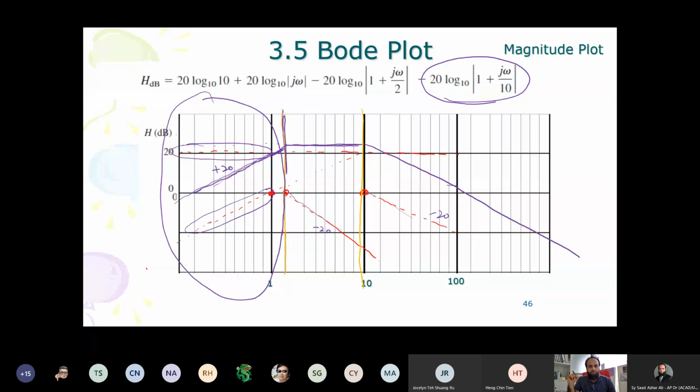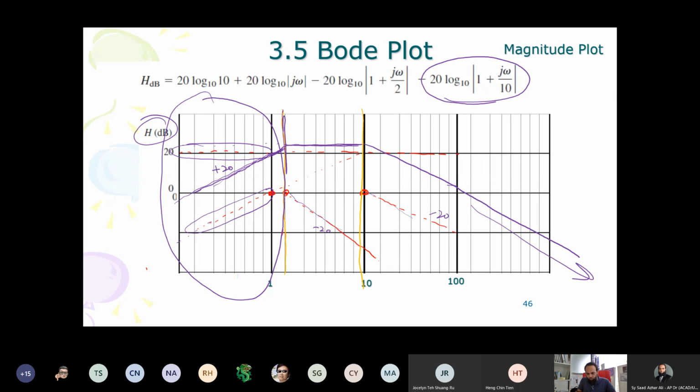Anyways, so we're just adding these dotted lines for each corner frequency, and for the magnitude plot, if there is nothing else coming, it will keep on going down like this. So we don't have to go very far, just some line could be enough.